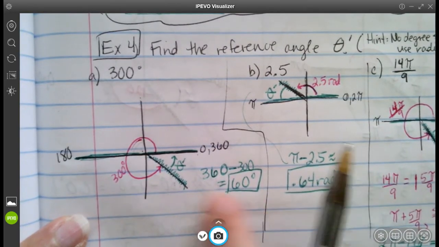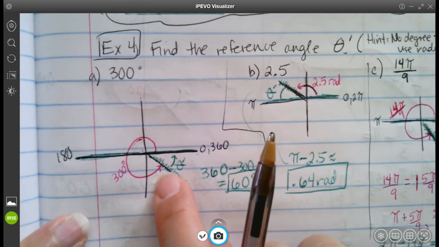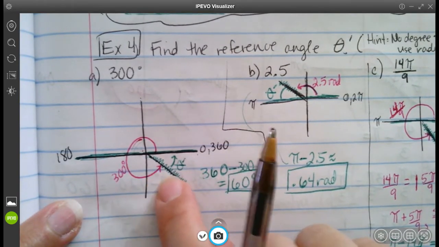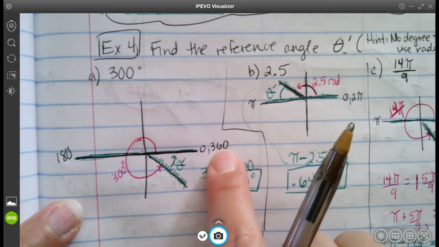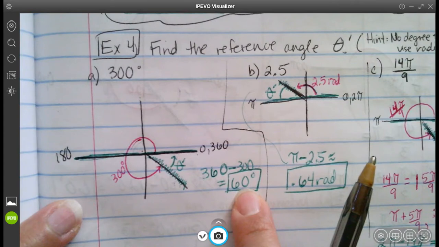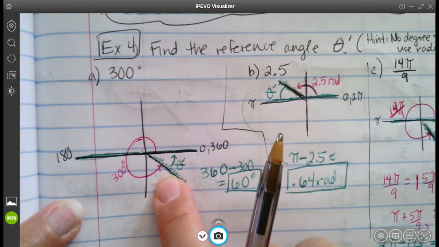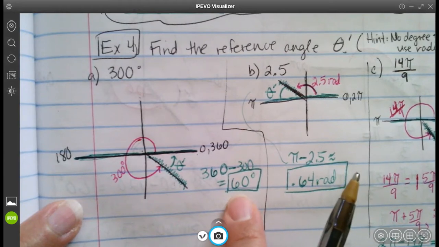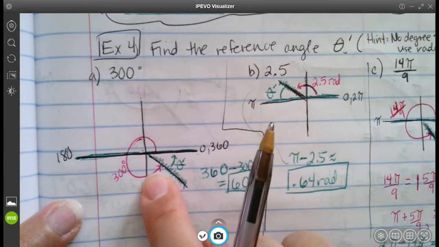Another way to think about it is how much more do you need to get to that x-axis? Well, 300 plus 60 is going to give me that 360. So my reference angle is 60 degrees. And these are very useful because sometimes when we're calculating stuff, it's way easier to work with 60, which is in our foldable, than it is with 300.